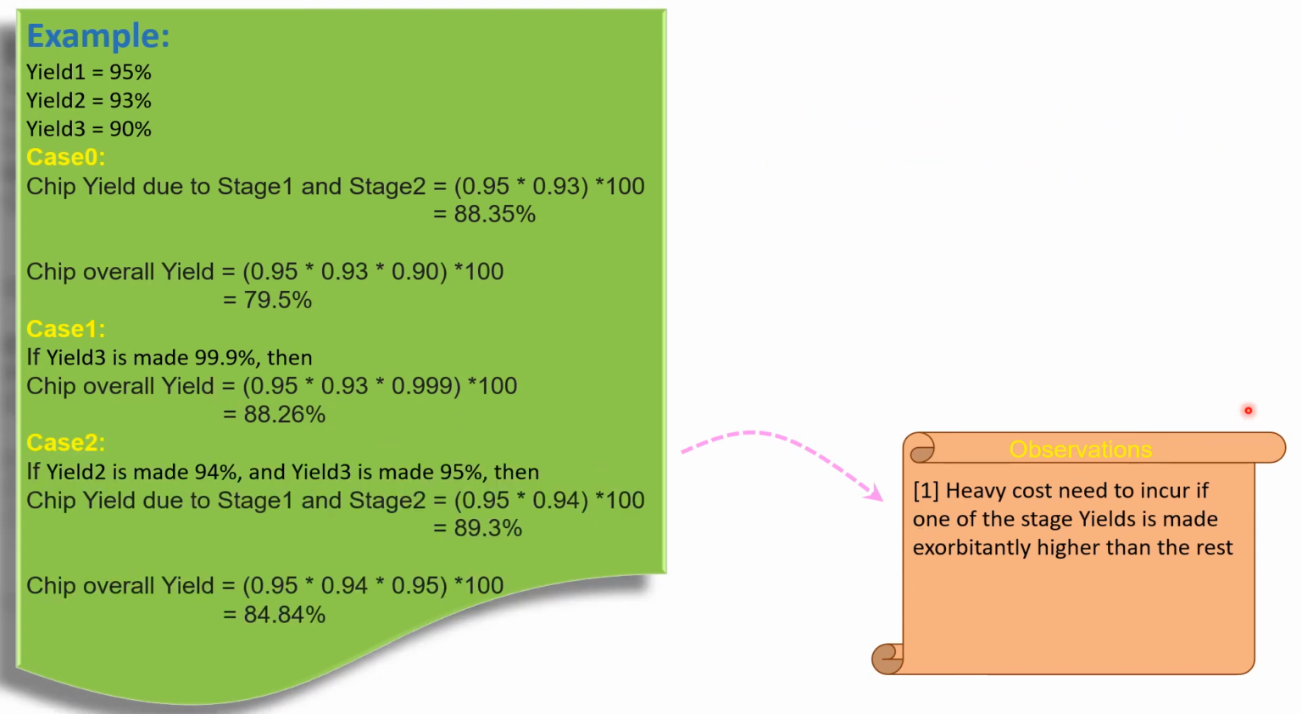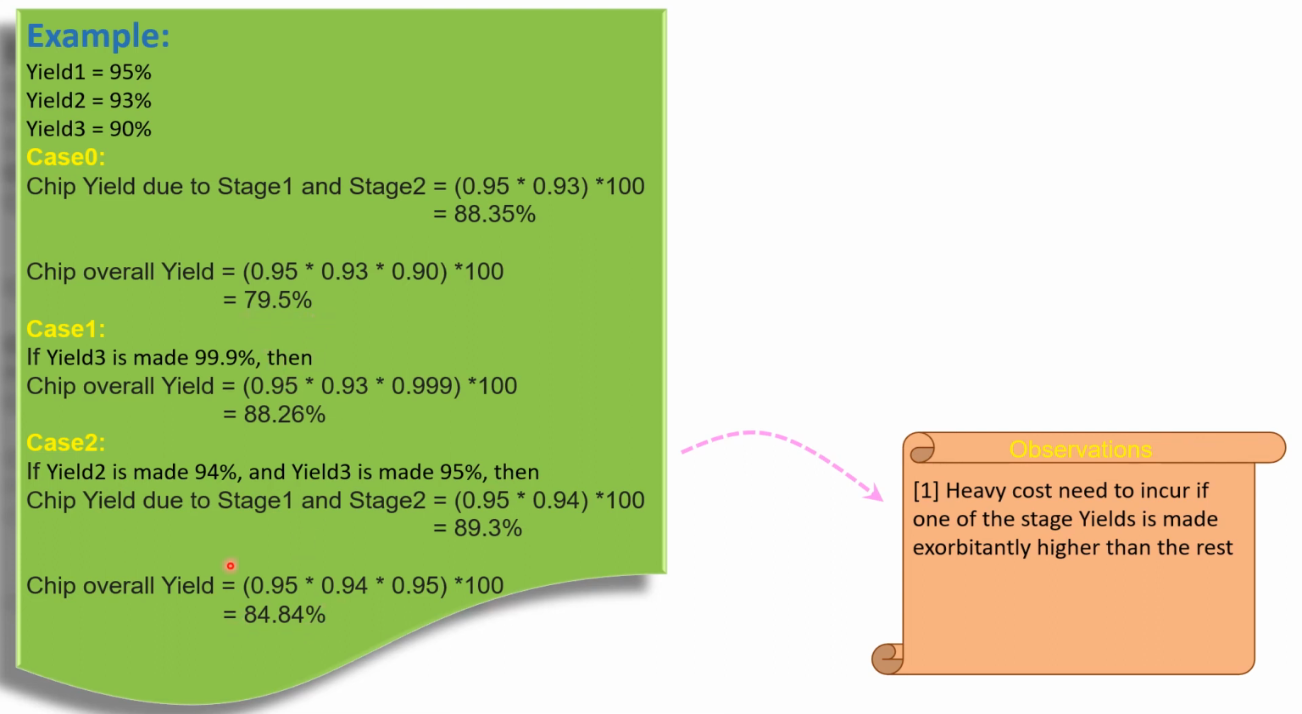And in the other case, case 2, if yield 2 is made 94% and yield 3 is made 95%, then chip overall yield due to stage 1 and stage 2 equals 89.3%. Here it is slightly improved, and chip overall yield for these three stages in the new situation is 84.84%. So it definitely is better than the earlier situation.